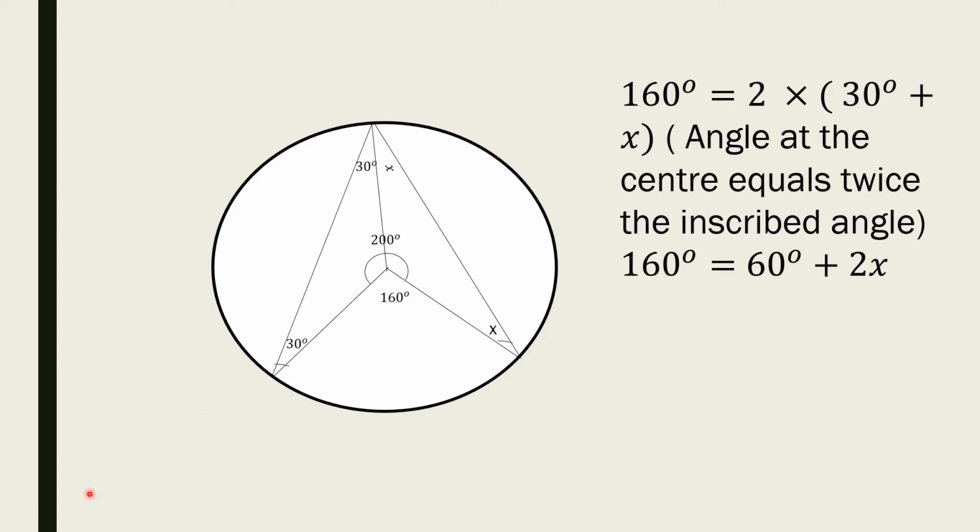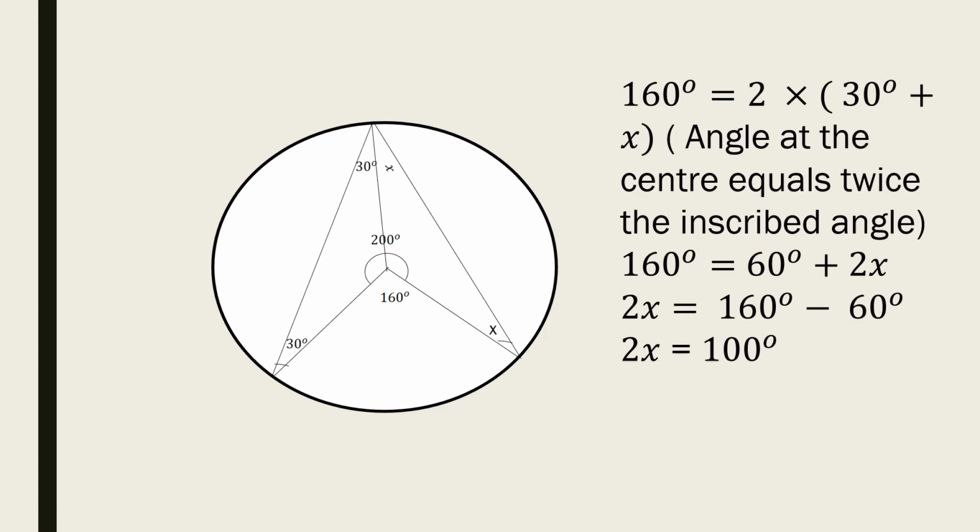Then we take the whole numbers to one side of the equation, the right side, and make 2x the subject for now. We have 160 minus 60, which if we subtract will give us 100. So we have 2x equal to 100, but that is not what we are looking for.